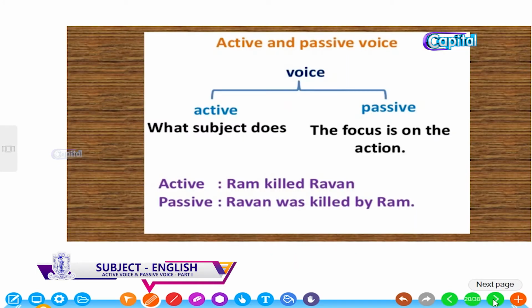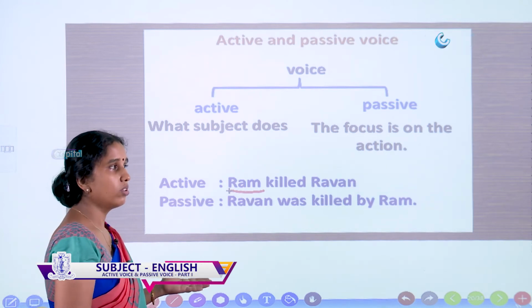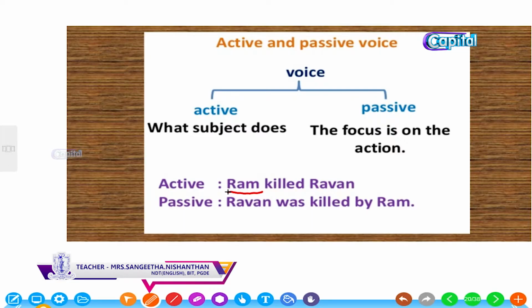Here is another difference, the active and passive. The active says what the subject does, and the passive says the focus is on the action. Look at the example sentence, Ram killed Ravan. Here we state who did that. The doer is given importance. Ram killed Ravan. Who? Ram. The second one, Ravan was killed. So, the importance is given to the action, not to the doer.